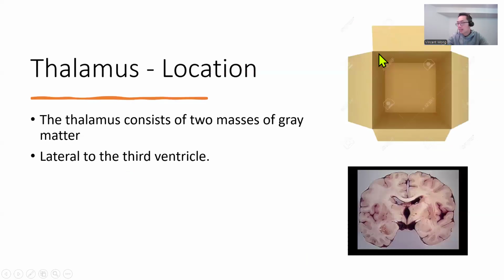One way to visualize this is to think of a box, right? If I look at the box like this, the back of the box is where the thalamus is, and the empty space in front of it is your third ventricle. In this picture here, the dark space right here is the third ventricle, and these ovals flanking it on the side would be your thalami.